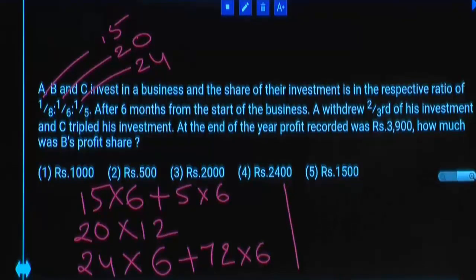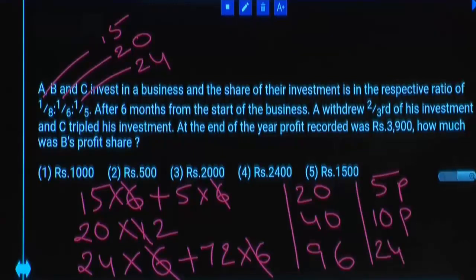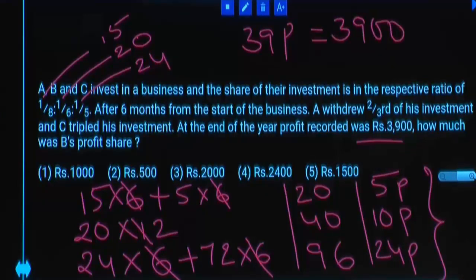Take 6 common in every term and go for cancellation. 6 cancel, 6 two times, 6 cancel. 15 plus 5 is 20. 20 into 2 is 40. 24 plus 72 is 96. Cancellation with 4: 5 times, 10 times, 20, 4 times. Total number of parts? 39 parts is equal to total profit 3900. 100 times, right? B's profit: B is getting how many parts? 10 parts. 10 hundreds, 1000.